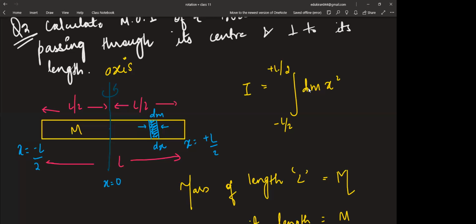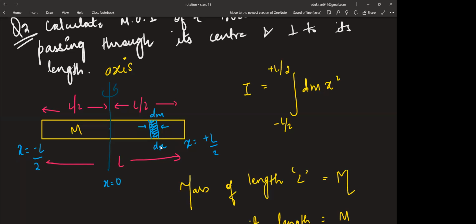Now dm is unknown. How to solve this further until you know what dm is? dm into x square cannot be solved, because either this has to be dx into x square or dm into m square. Both are physically different, they have different physical dimensions. This is mass, this is position. So we have to find out what dm is. What is dm, class? dm is the mass of length dx.